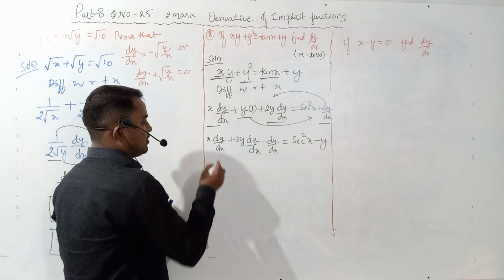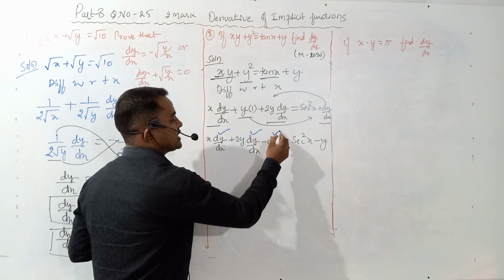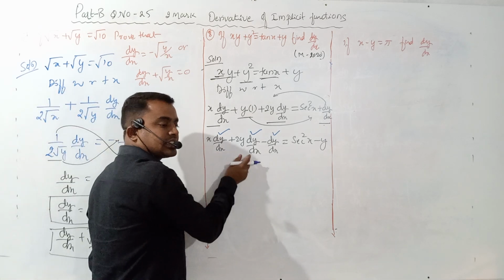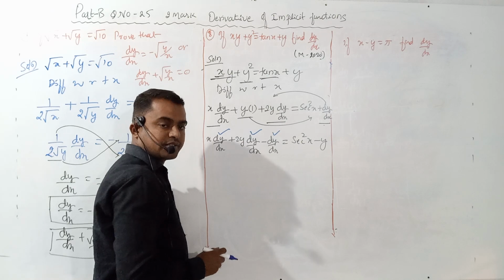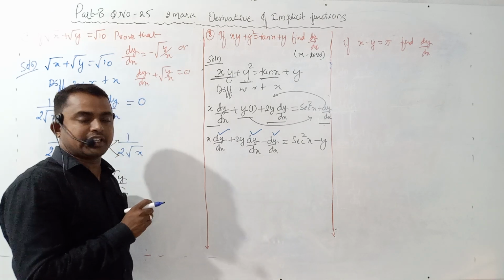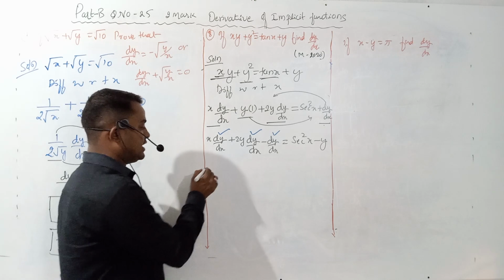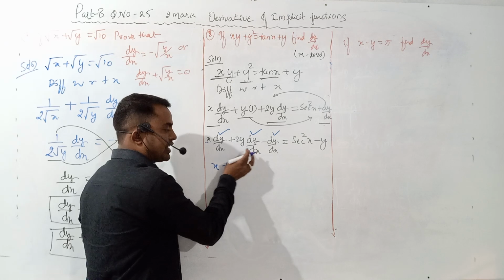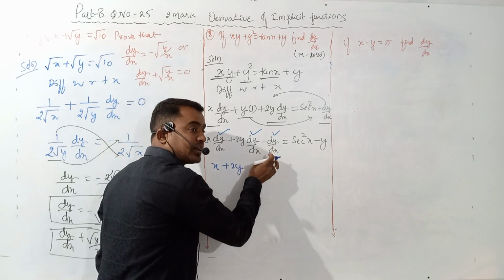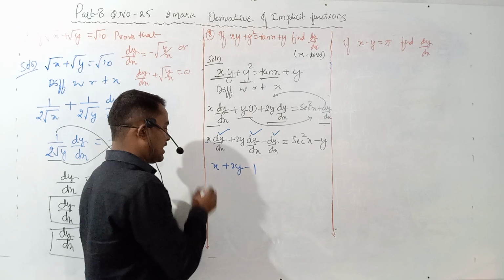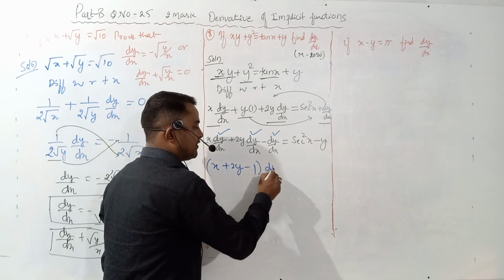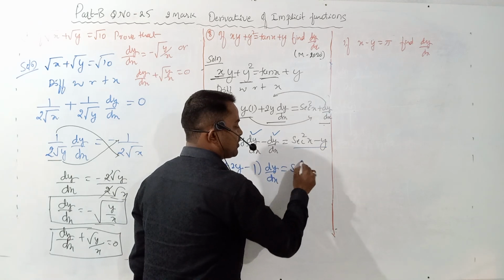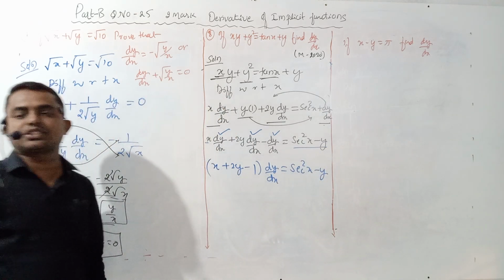Now see here, what is common here? Dy by dx, dy by dx, dy by dx, for three terms we have dy by dx. Write x, the coefficient of this dy by dx, plus 2y, the coefficient of this dy by dx, and the coefficient of this dy by dx is nothing but minus 1. And write common dy by dx is equal to this one as it is, that is sec square x minus y.